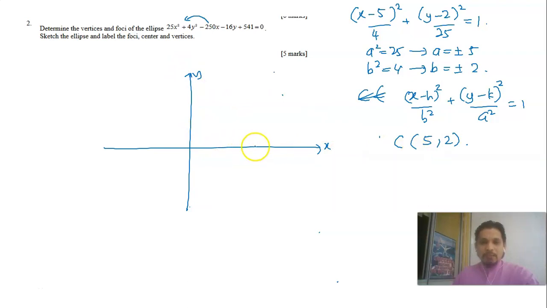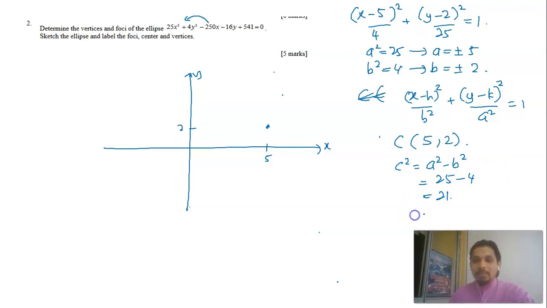X equal to 5, and y equal to 2, here. And the major axis is y. So c squared equal to a squared minus b squared, which is 25 minus 4 equal to 21. So then c equal to square root of 21.